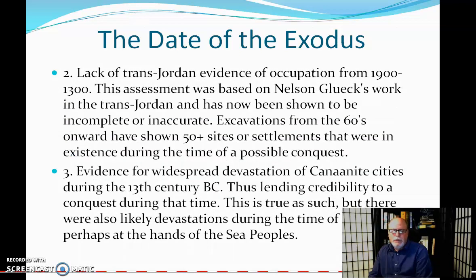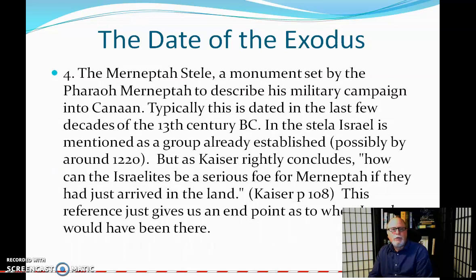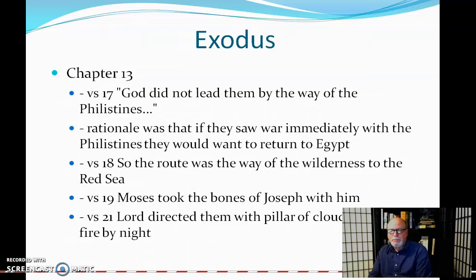There's other incidental information that I'll just let you look through on the slides and won't take time to look at in any depth. The Merneptah Stele is a great example where the Pharaoh talks about a group of people known as Israel, and he identifies them as being existent and a little bit troublesome, and that's around 1220. So previous to that, Israel had made its entrance into the land and established themselves.